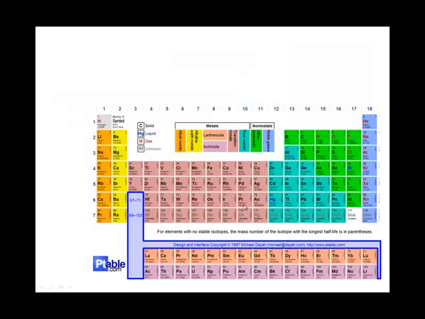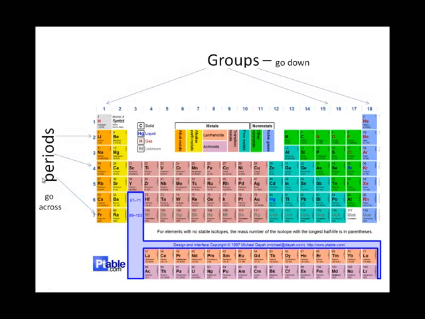So here is the periodic table. It's probably the world's best cheat sheet. It's got a ton of information if you know how to use it. It's organized by groups, which go down. This group, this group. So the groups go down and the periods go across. Period 2, period 4, period 7.